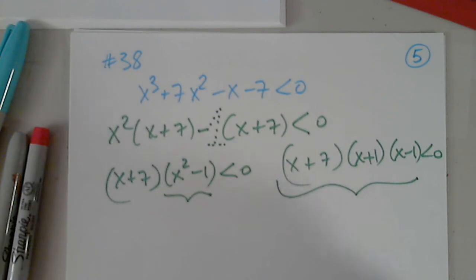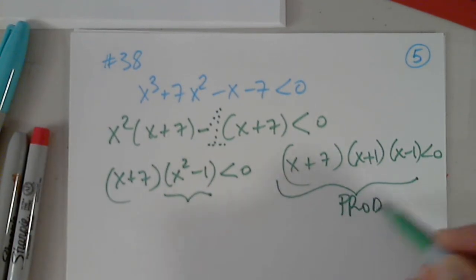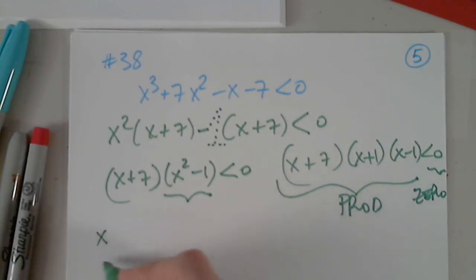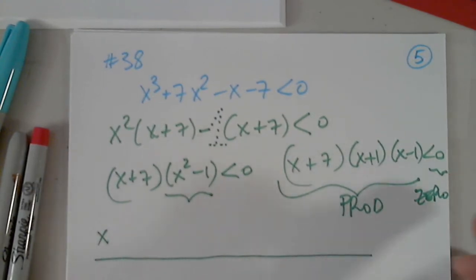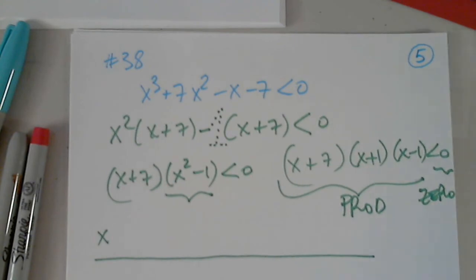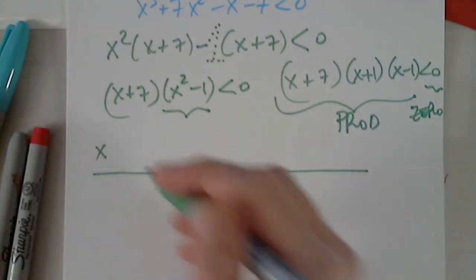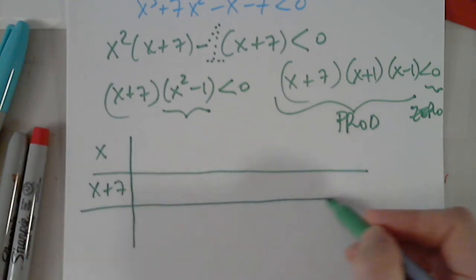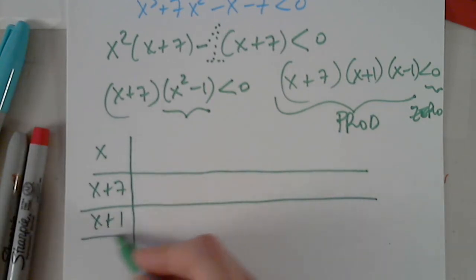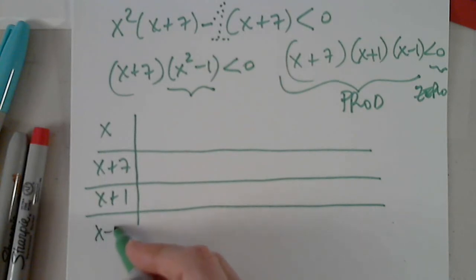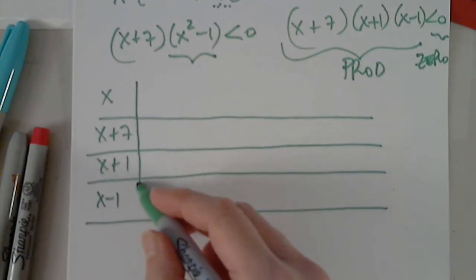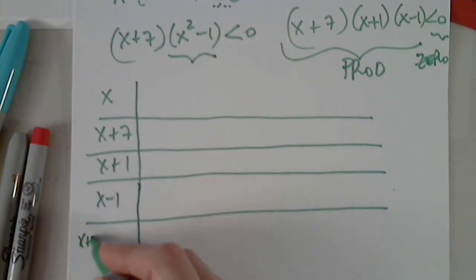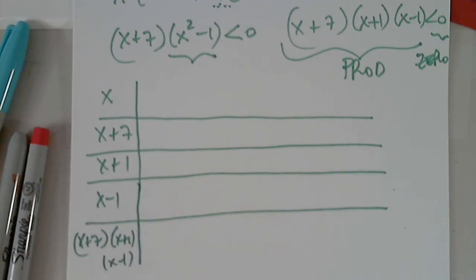Do I have a product? Yes. Do I have 0? Yes. I can use the table. You don't have to use a table. If you want to use a different method, it's fine by me. X is a variable in the problem. X plus 7 is one factor. X plus 1 is another factor. X minus 1 is another factor. And the whole thing is the product: x plus 7, x plus 1, x minus 1.